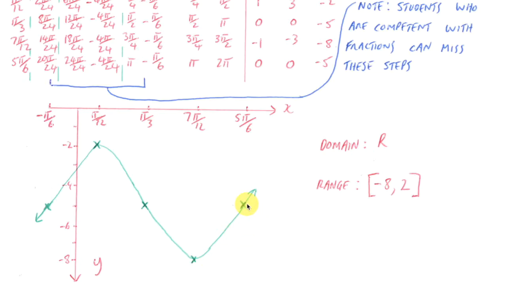Please note that there was no domain restriction here, and there was no request to just sketch one full cycle. Therefore, our domain is R, and I've shown that with our arrows showing that the graph continues on in either direction following that shape. Our range is between negative 8 and 2. That should be from negative 8 to negative 2 there, guys, not positive 2. So negative 8 to negative 2.